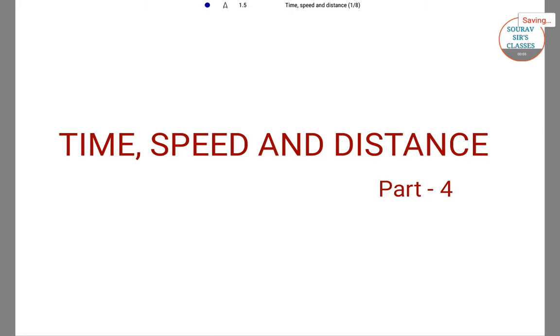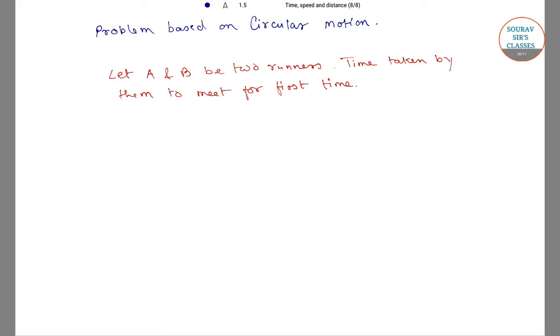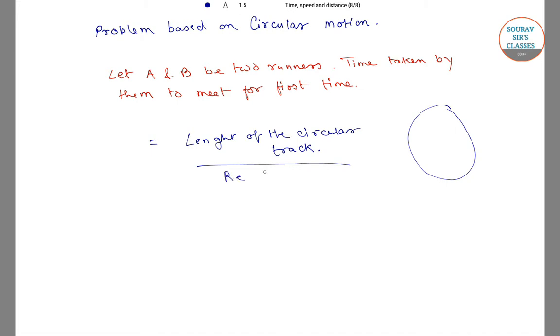This video is Time, Speed and Distance Part 4, and in this video we will learn about some important formulas to solve the problem based on circular motion. If A and B are the two runners that are running in a circular track, then the time taken by them to meet for the first time is given by the length of the track divided by the relative speed.